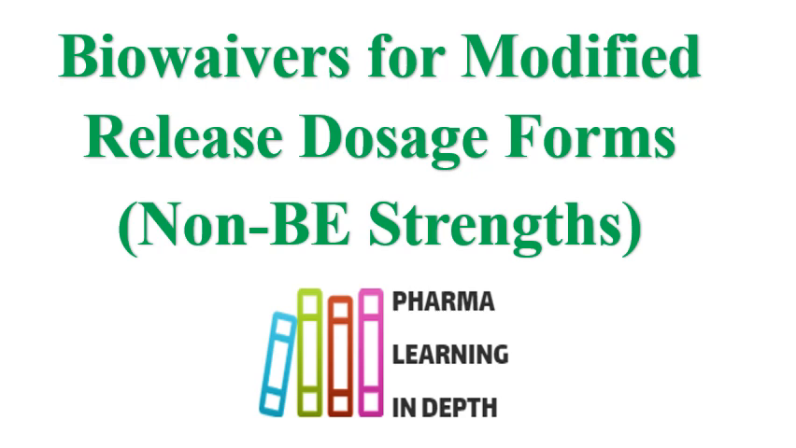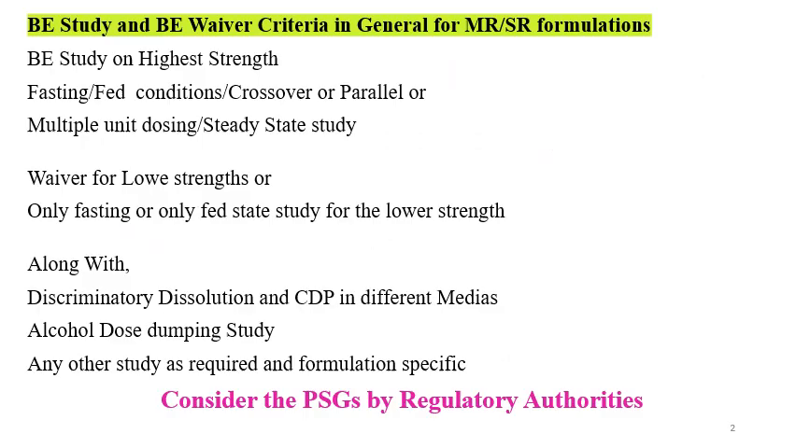Let's see about the product specific guidances provided by different authorities. I have enlisted examples from reference of the product specific guidelines by some regulatory authorities. So this PSG provides you the bioequivalence requirements and also the information on biowaivers.